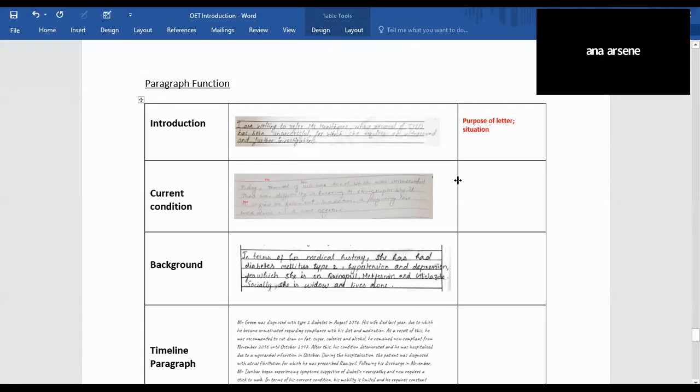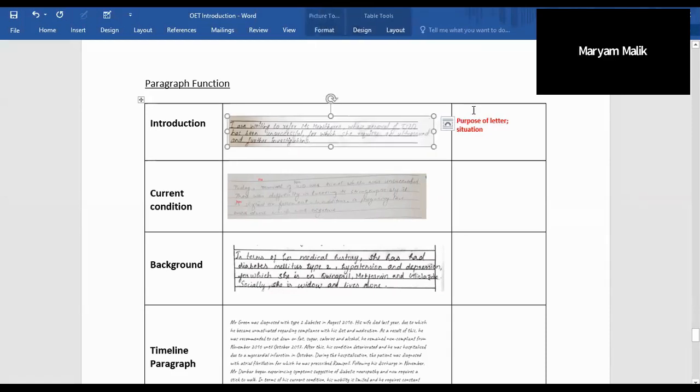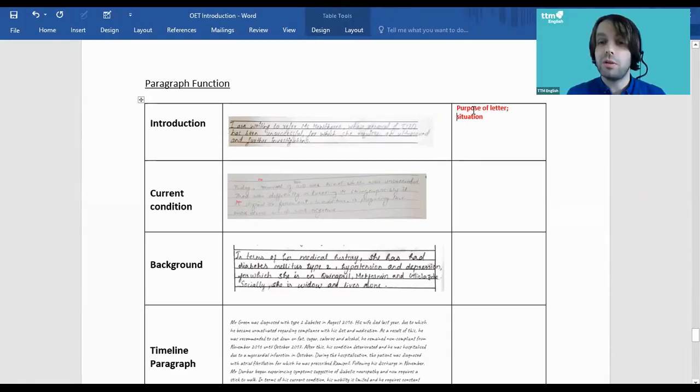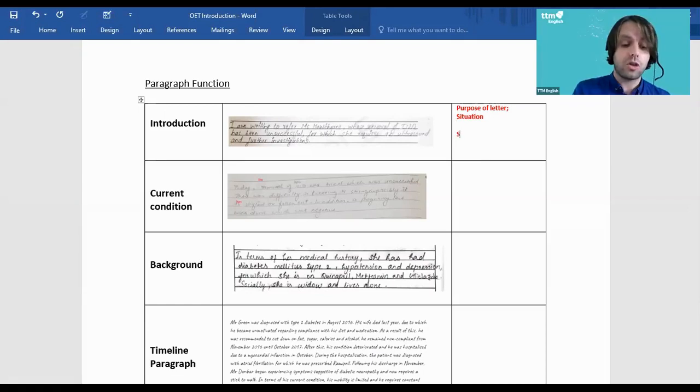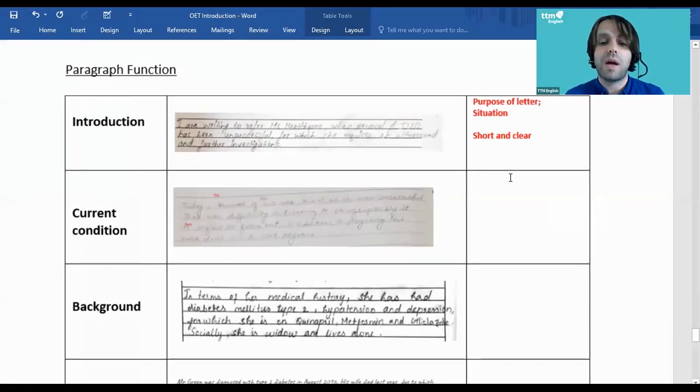What happens if I make a really long intro? It may be confusing. Yeah. Do you find it really simple when someone tells you loads and loads of information all at once? No. No, it's complicated, right? So try to make it short and clear. Okay. Let's think about a background paragraph.